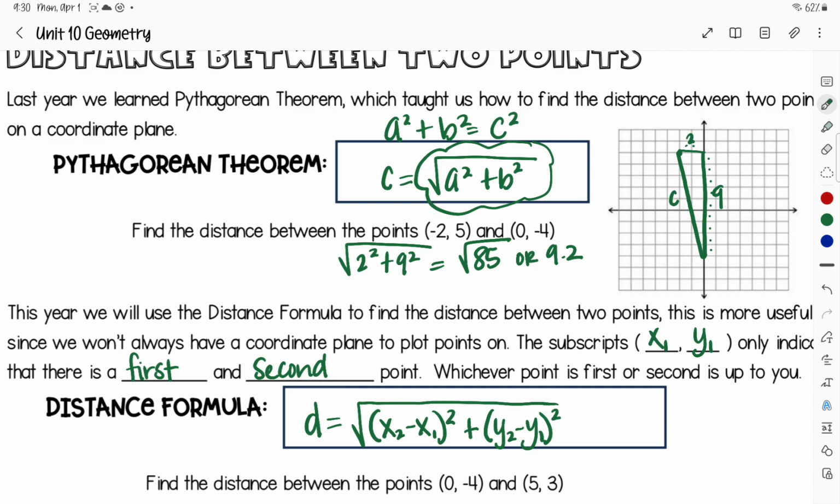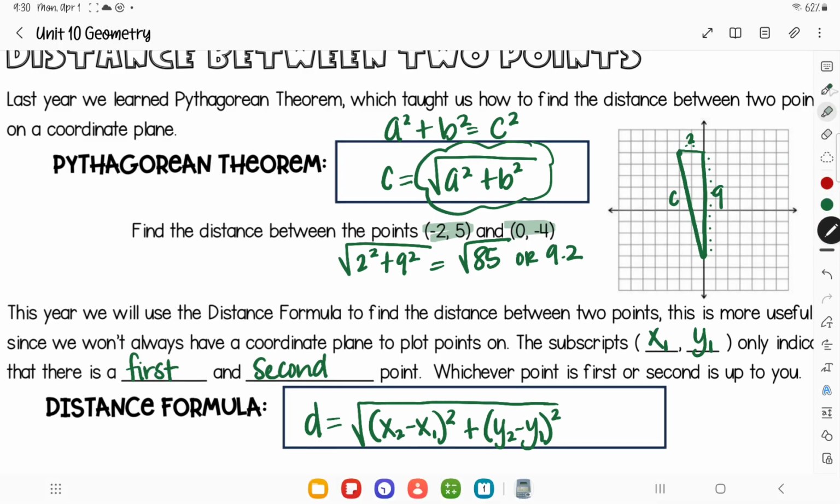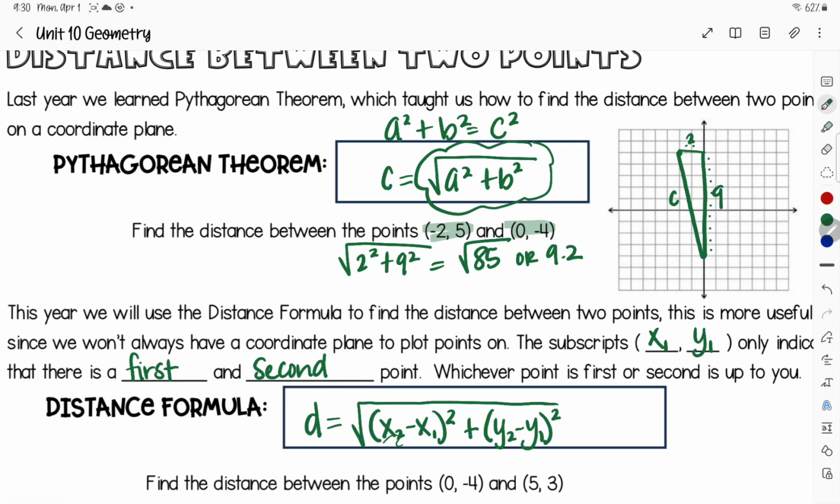Okay, so for example, if we were using these points up here, with the distance formula, the first thing I want you to notice is that this is x2 minus x1. This is x1 here, and this is x2, and what we would do is 0 minus negative 2. Oops, I forgot the negative. Minus negative 2, and that would equal 2, which is exactly what we put right there.